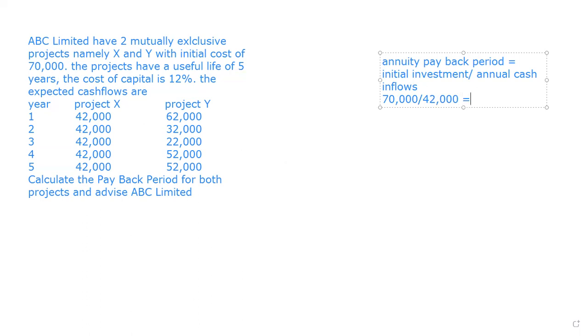Now if you calculate, this will give us how much? If I take 70,000 divided by 42,000, it is 1.667. So it will take me roughly 1.667 years to recover my initial cost of investment of 70,000. Remember, this only applies if you have a constant cash flow, an annuity. You don't apply this formula if the cash flows are different, if they are irregular.